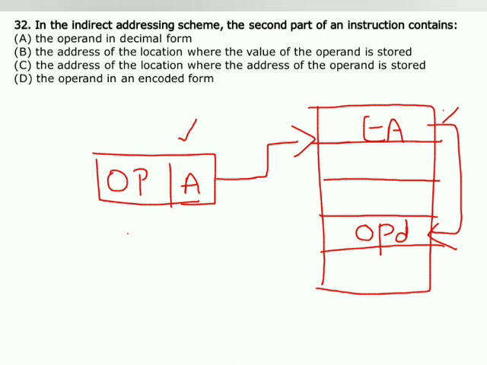So here the effective address is stored in the memory location and it is pointing to another operand. That means there are two memory references in the indirect addressing mode. First for the register reference, and the second one is the memory address given in the instruction parenthesis. So there are two memory accesses. So option C is the correct answer: the address of the location where the address of the operand is stored.